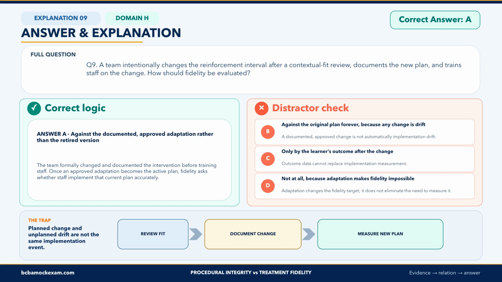The team formally changed and documented the intervention before training staff. Once an approved adaptation becomes the active plan, fidelity asks whether staff implement that current plan accurately. The trap is that plan change and unplanned drift are not the same implementation event. B. A documented, approved change is not automatically implementation drift. C. Outcome data cannot replace implementation measurement. D. Adaptation changes the fidelity target. It does not eliminate the need to measure it. Measure fidelity against the current documented intervention plan, including approved adaptations.